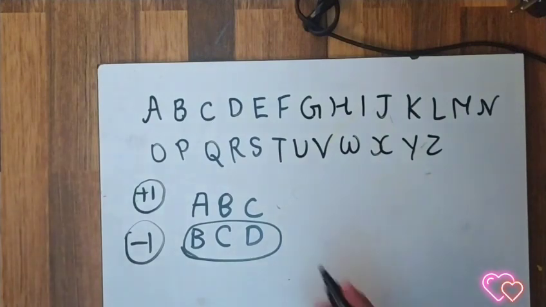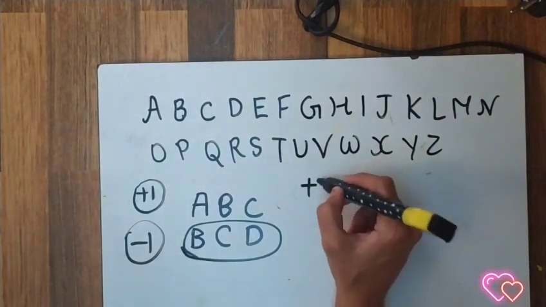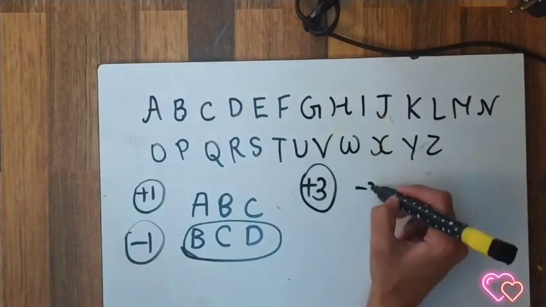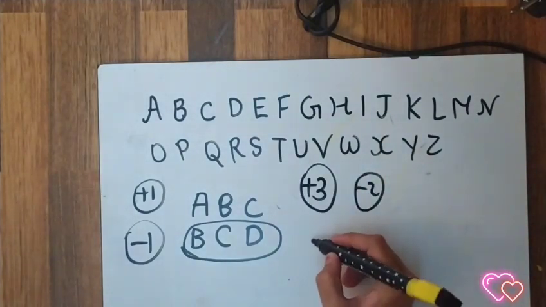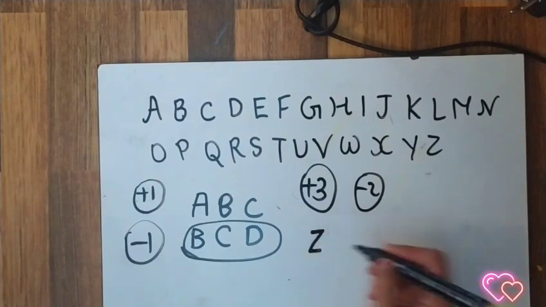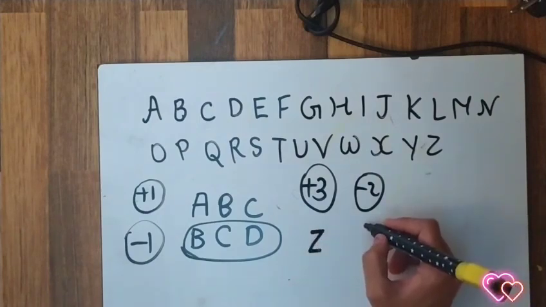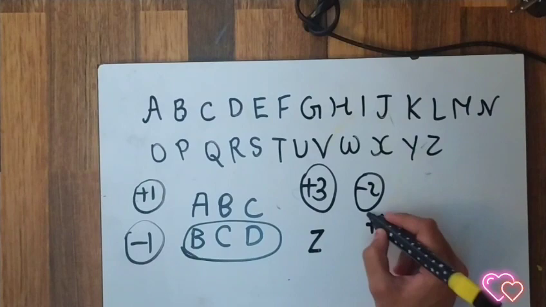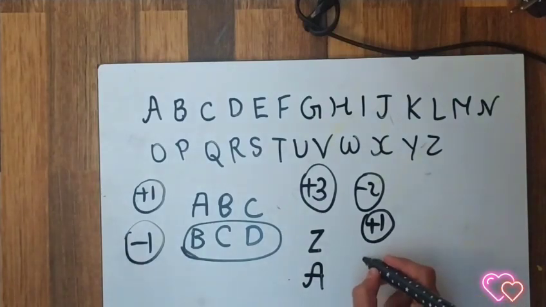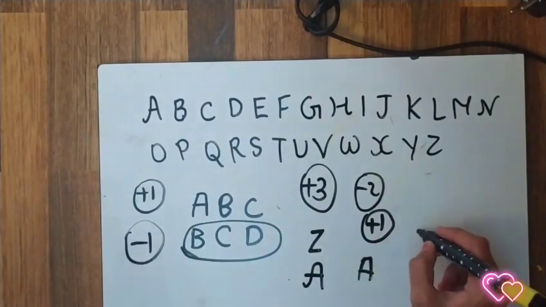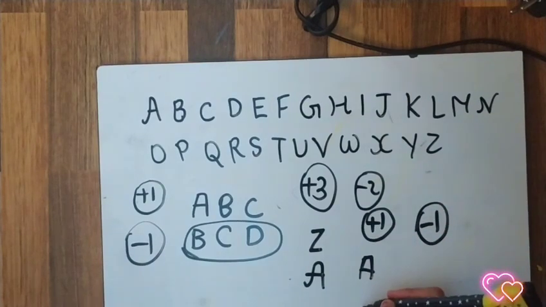So guys, if you want, you can make your own secret code, like +3 or -2, and different kinds. And if you want to represent Z and you are using the operation +1, then you have to write A. And the same is with A: if you are using the operation -1, then you write Z.